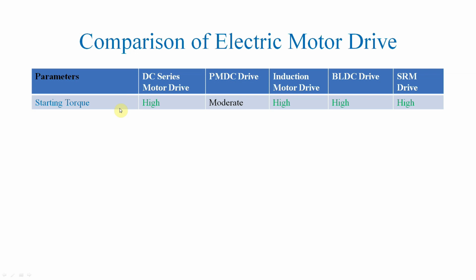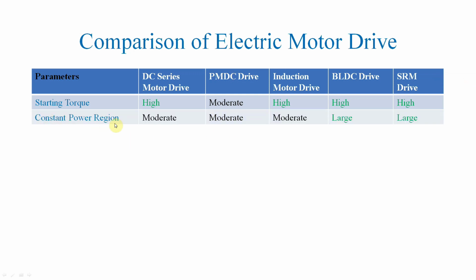If we consider the starting torque, the DC motor has high starting torque, and the PMDC drive has moderate starting torque. Now remember, the induction motor does not have high starting torque, but when we say induction motor drive, with the help of VFD we can achieve higher starting torque. That's why I told you we are discussing induction motor drive, because it is a better way. In the current scenario we are not discussing only the motor. So the induction motor drive can definitely produce high starting torque. The same goes for BLDC motors and SRM motors. All of these can produce high starting torque, but not the PMDC drive.